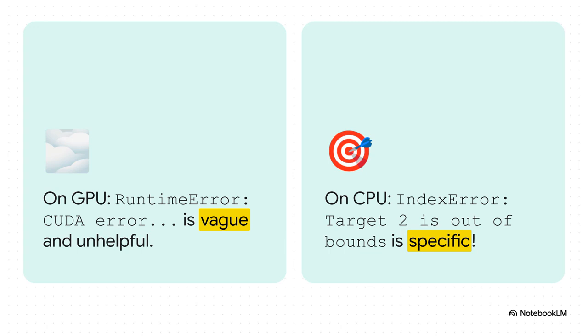Okay, this right here is probably the most important trick in the book for these kinds of errors. Seriously, forget the GPU for a second. Move your code to run on the CPU and try it again. Suddenly, that vague CUDA error vanishes, and in its place, we get this beautiful, clear index error. Now that is a real lead. It tells us exactly what went wrong.